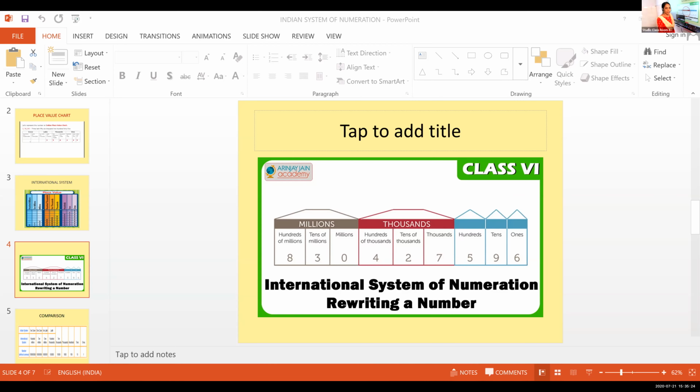Is this somewhat easy for you to understand? Thousands normally, then tens of thousands and hundreds of thousands. So these are the thousands family. Okay. Again, next one is millions. Millions family. Can you see the millions family there? Yes, ma'am. Millions, tens of millions and hundreds of millions. So, will you read this number?